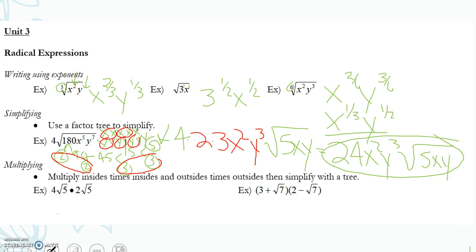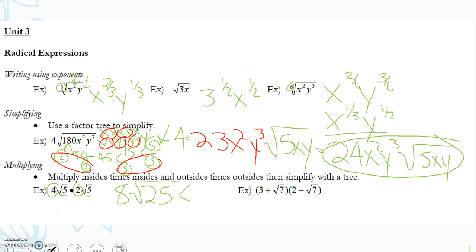Next topic is multiplying. So for multiplying, you just multiply the insides times the insides and outsides times the outsides, and then you simplify with the factor tree. So for the first one, I multiplied the 2 outsides together. That gets me 8. And then I multiplied the 2 insides together, and we're going to talk about the trick later with that when they're the same. So that gets me 25.